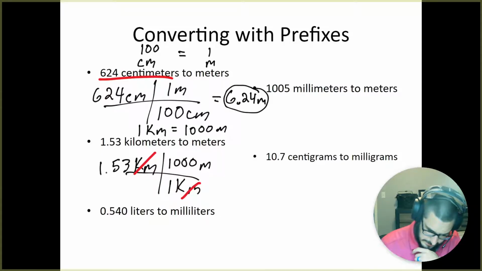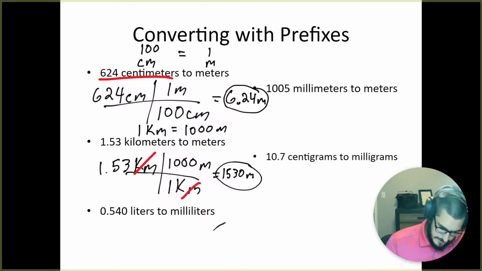So then equals 1.53 times 1,000 divided by 1. That's the same thing as 1.53 times 1,000, so 1,530 meters.